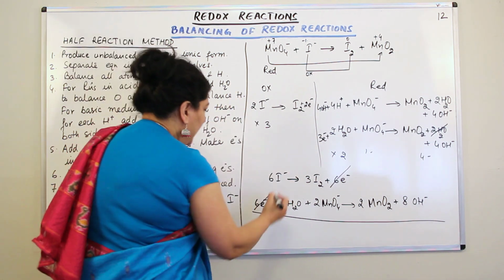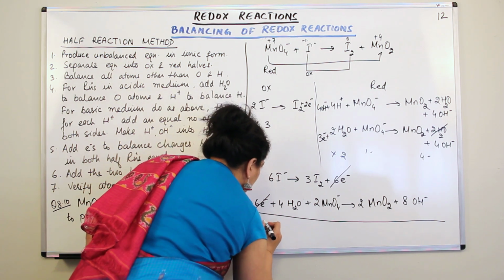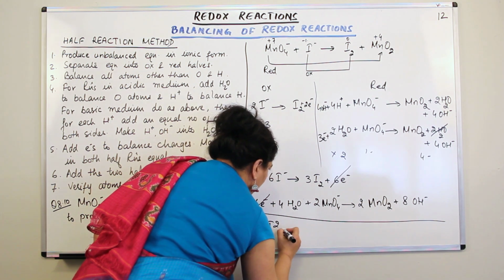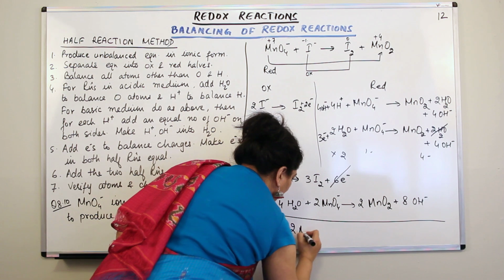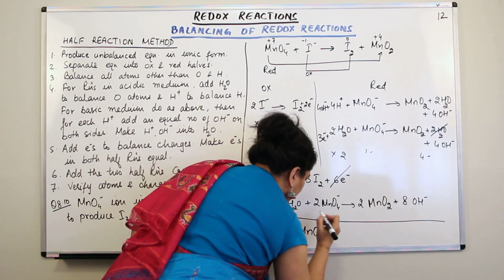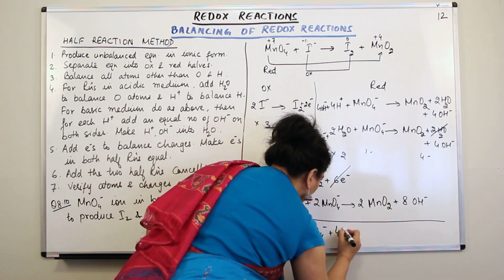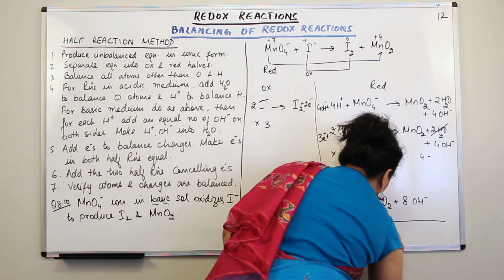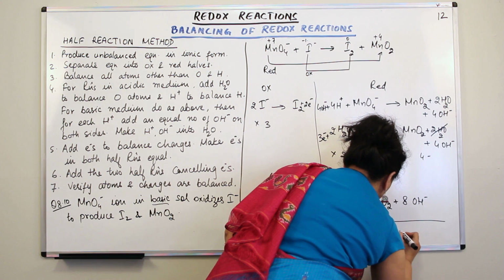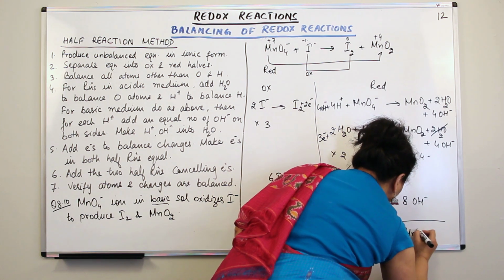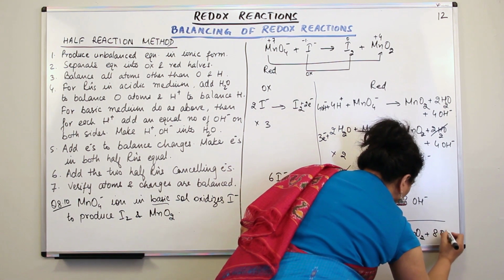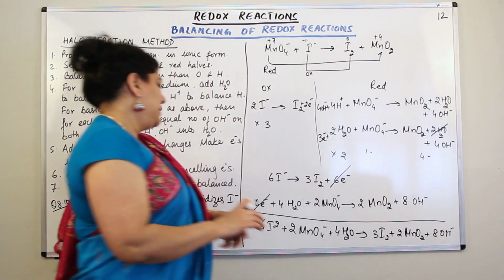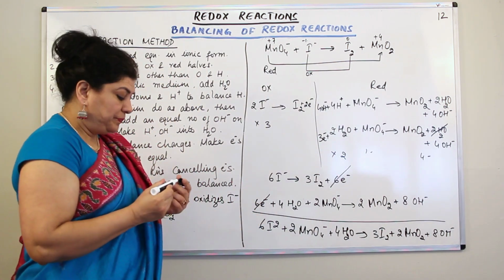So I'll write 6I negative here, plus twice MnO4 negative plus 4 water molecules will give me 3 iodine molecules plus 2 MnO2 plus 8 OH negative. So this is the equation that I get.